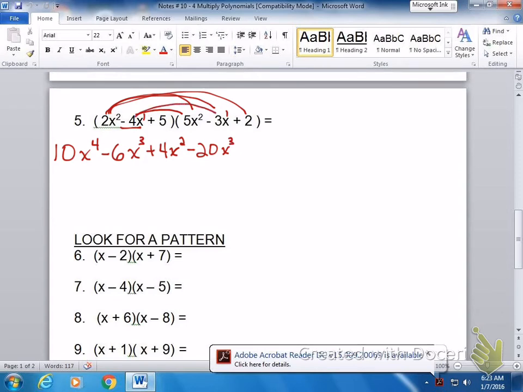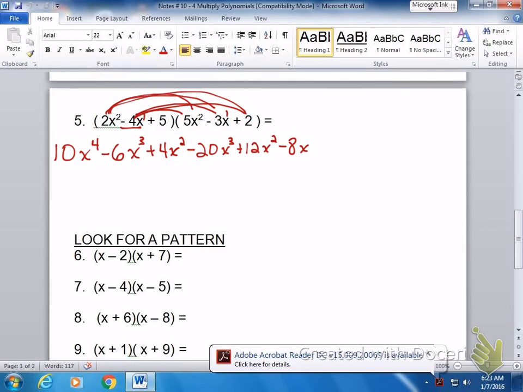Negative 4x times negative 3x. Negative 4 times negative 3 is plus 12. And then x to the first times x to the first is x squared. And then I do the last one. Negative 4x times 2. Negative 4 times 2 is negative 8. And then I have the x from the 4.